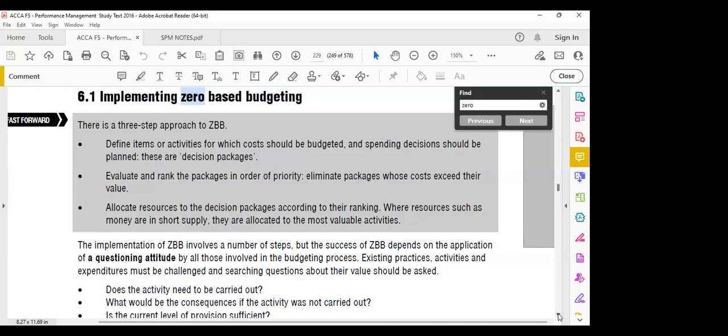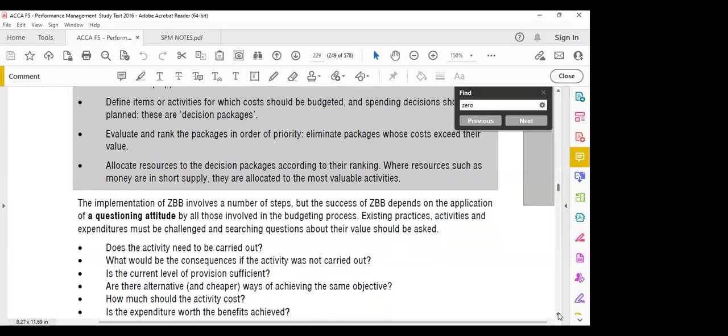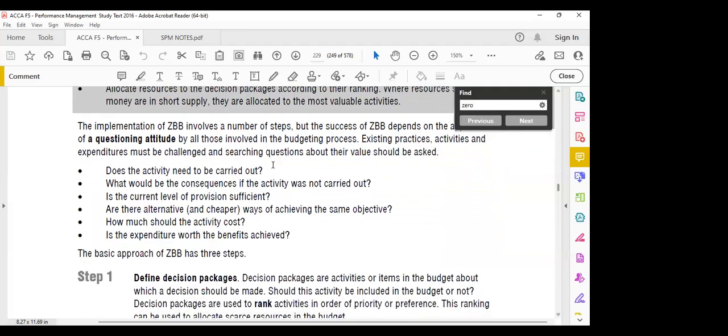And spending decisions should be planned. These are decision packages. Evaluate and rank packages in order of priority. Eliminate packages whose costs exceed their value. Allocate resources to decision packages according to ranking, and that's the case. So the implementation should be discussed within that line, and you should even mention how you do this.